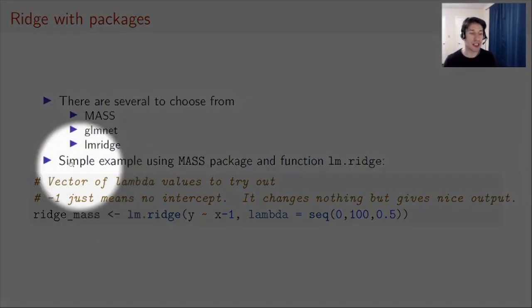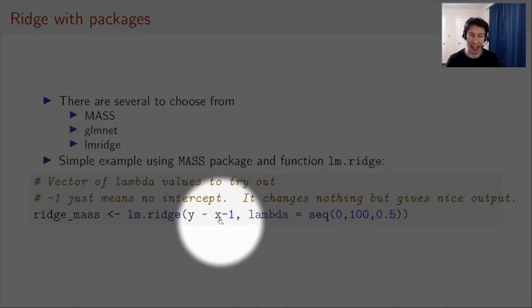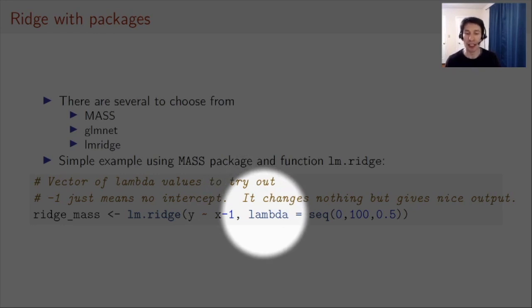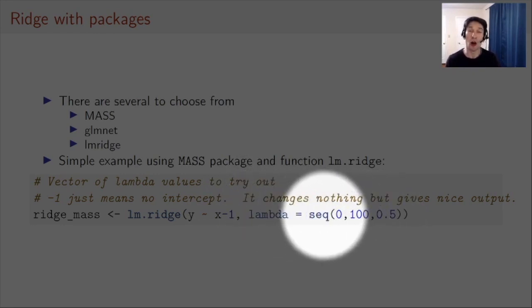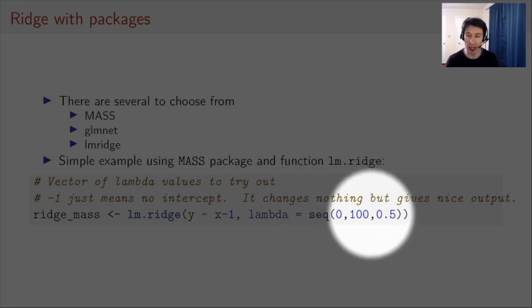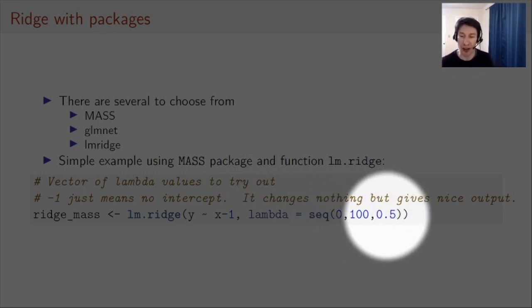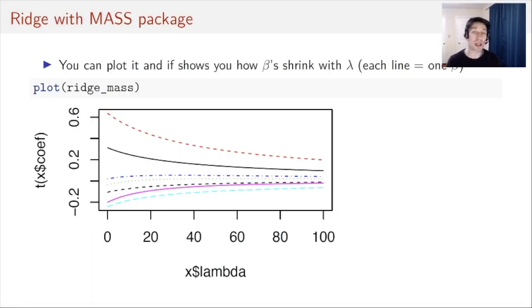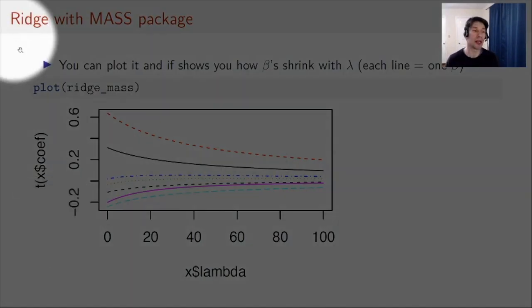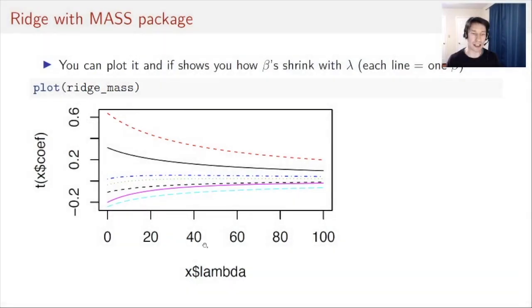So you feed it a y variable and an x variable. Here you add -1 just to make sure that it doesn't take an intercept, and then you give it a lambda. Here, instead of just giving it one lambda, we give it a sequence of lambdas. So we give it all the numbers between 0 and 100 at a 0.5 interval. So we get 200 values of lambda that we're going to try out. We're going to call this model ridge mass. And you can plot this model right away. You can just say plot ridge mass, and it gives you this plot.